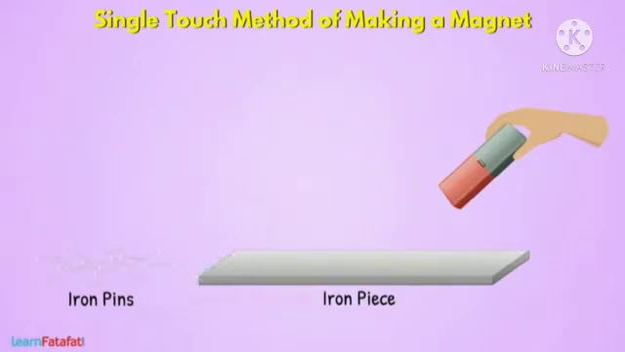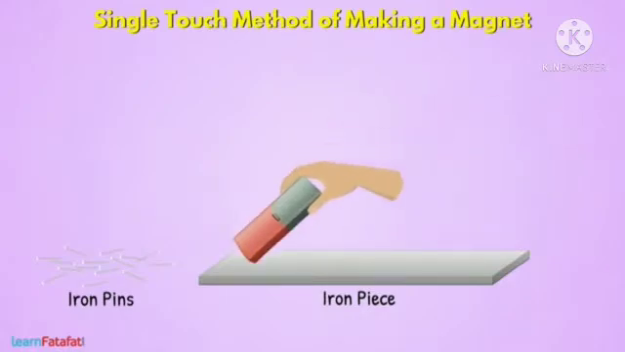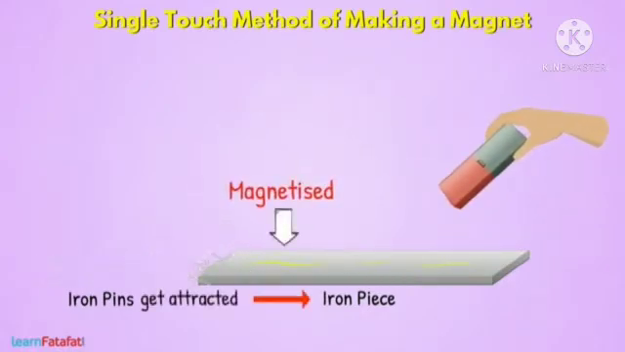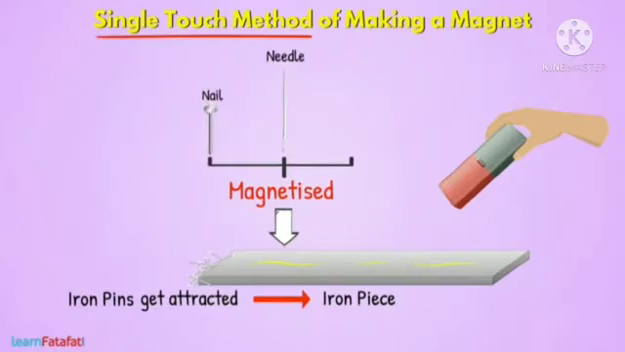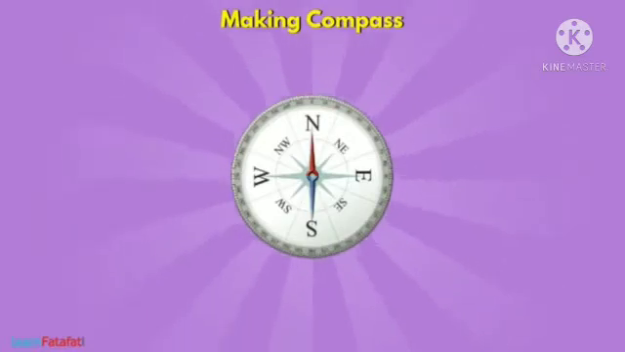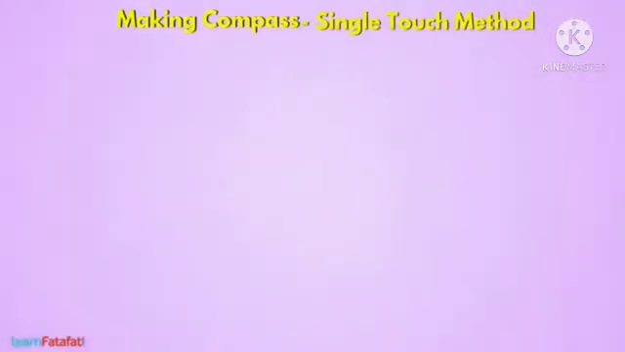How will you check whether it is magnetized or not? For that, put some iron pins, otherwise iron filings. If it attracts them, it is magnetized. Otherwise, repeat the same process some more times. Keep in mind, the pole and the end of the iron piece should be the same, and do this till the iron piece becomes magnetized.